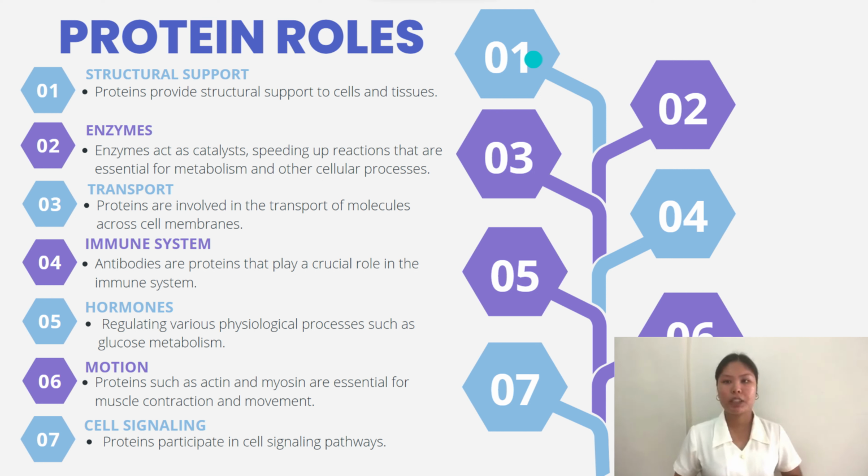Proteins are obtained from the diet, and different sources provide various types and combinations of amino acids. A balanced and diverse diet is crucial to ensure the body has an adequate supply of all essential amino acids for protein synthesis and overall health.